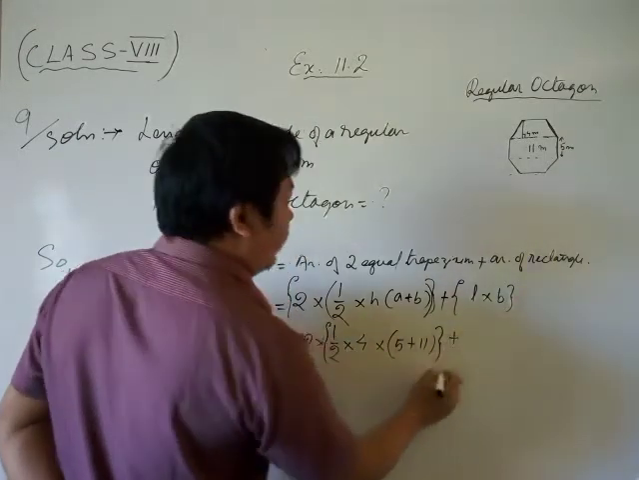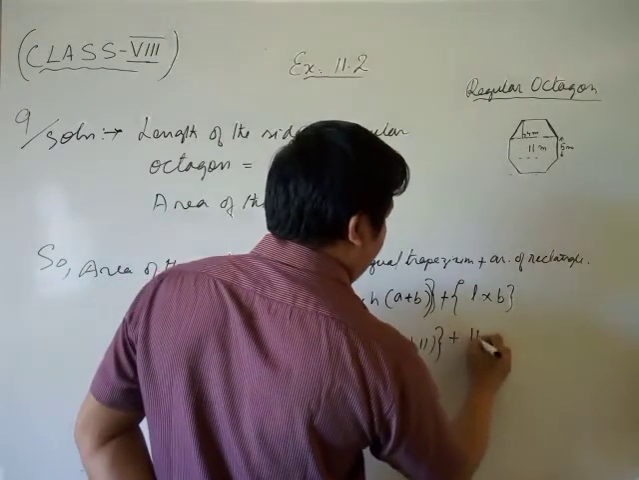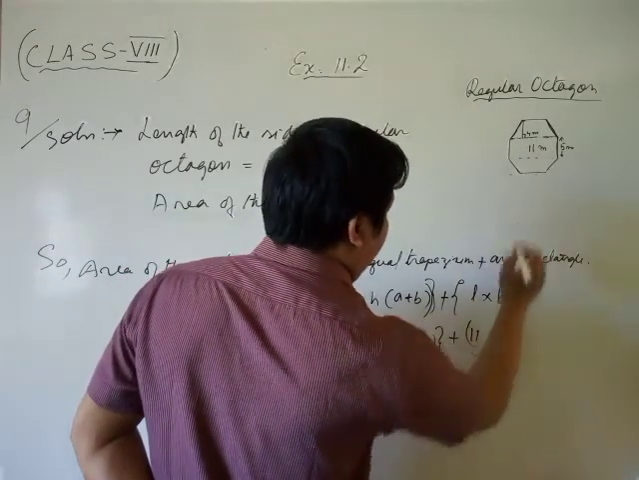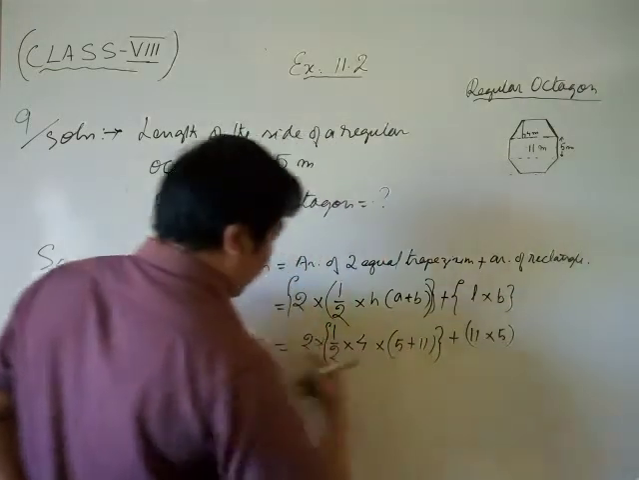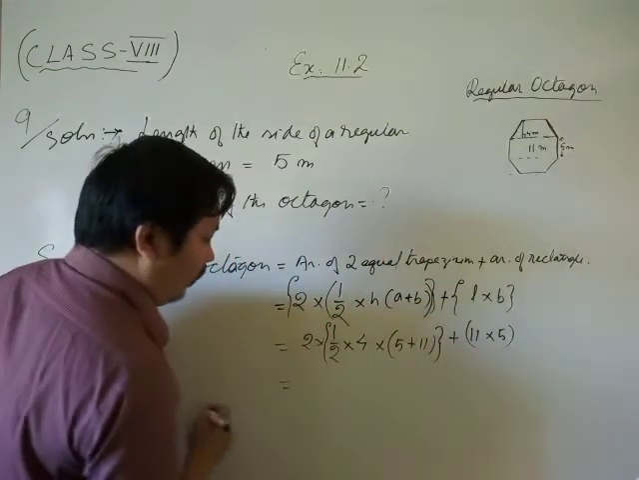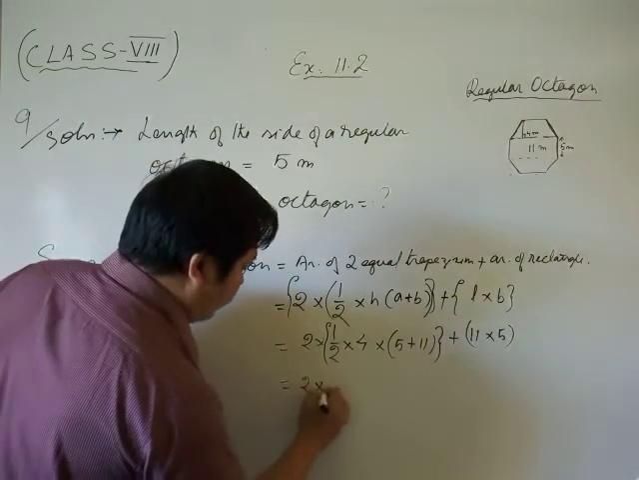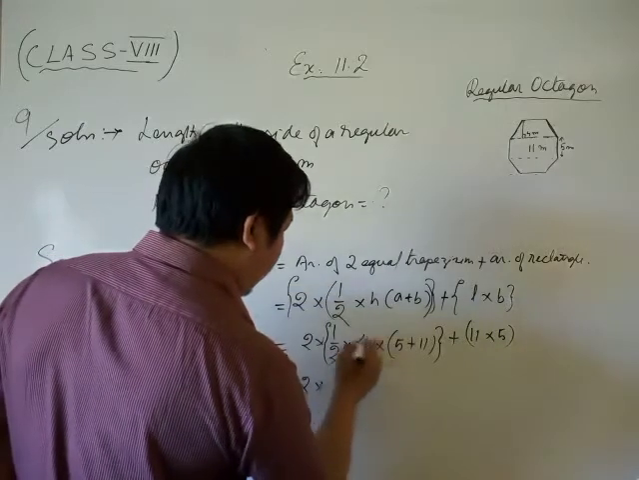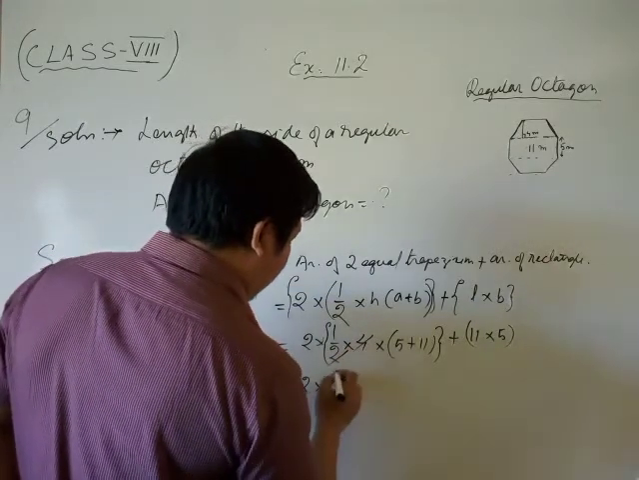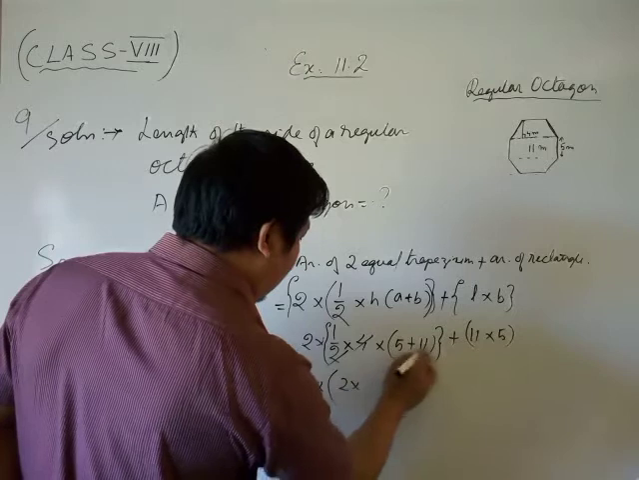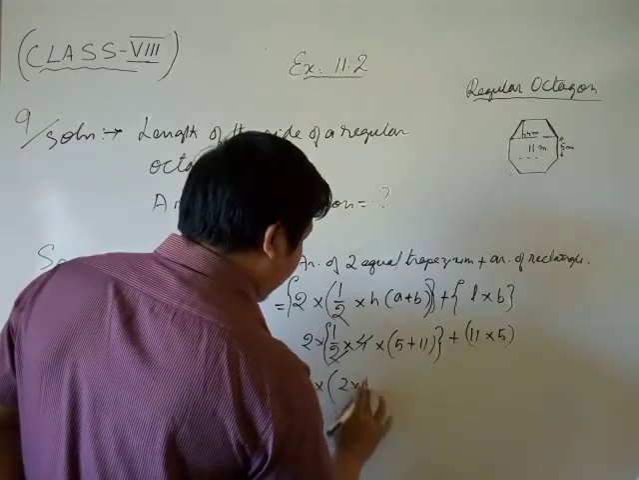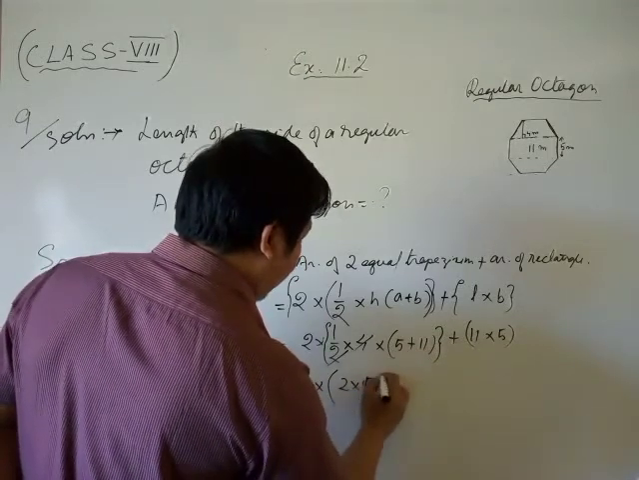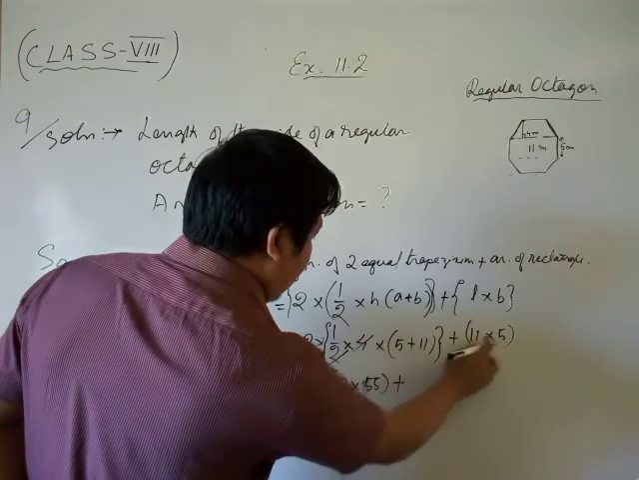Plus L how much? L 11 into B how much? 5. Now let us go along with this. So 2 into, okay, in the bracket you see these two can be cancelled, yes or no? Yeah. So you will get here 2 into how much? That is 55, plus here 55.